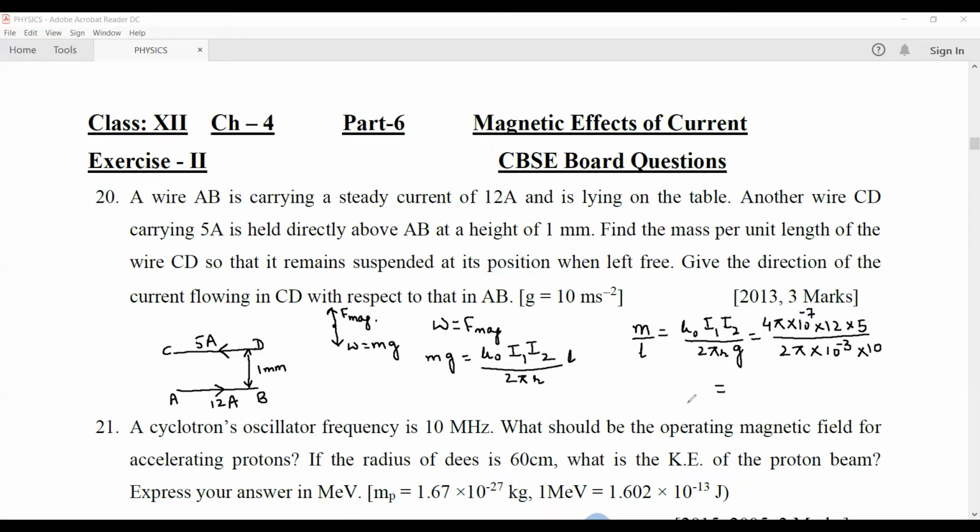So on simplifying it, we get the answer to be 1.2 into 10 raised to the power minus 3. As we are finding out mass per unit length, the unit will be kg per meter. Also, you have to give the direction of the current flowing in the CD wire. So the force between these two should be repulsive. That is, the force will be in the upward direction on CD, which is only possible when the current is flowing opposite to that in the AB wire.